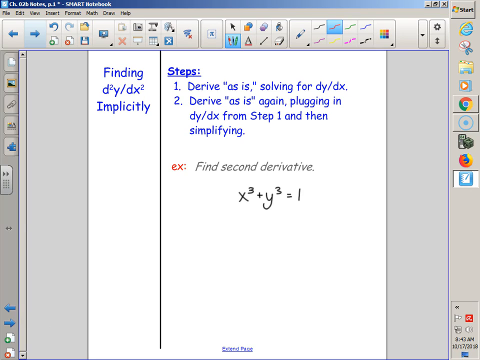What if they say find the second derivative? You have to do it again. Oh, that's no big deal, guys. I'm going quick. So 3x squared plus 3y squared dy/dx is equal to 0, which leads me to dy/dx is equal to negative x squared over y squared. Okay, does that make sense?